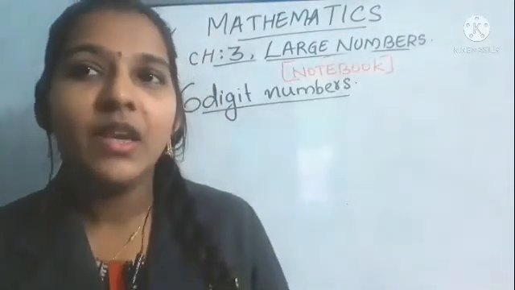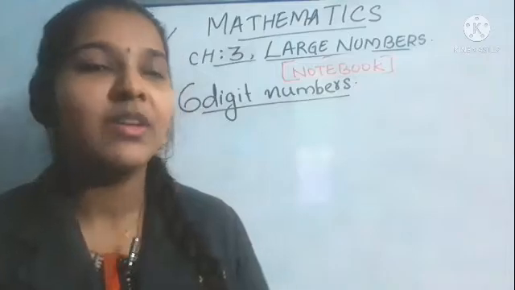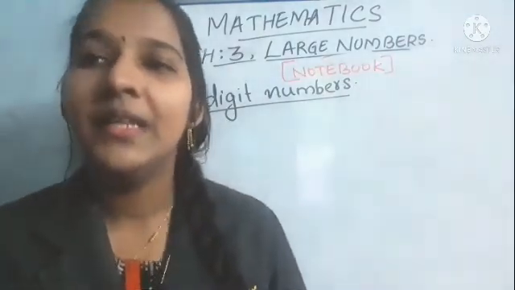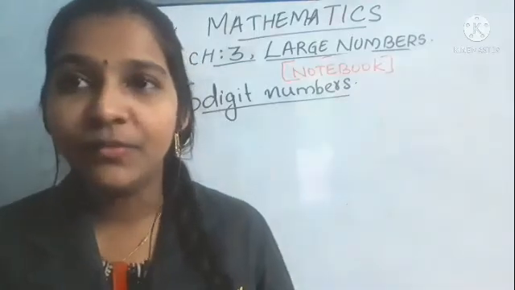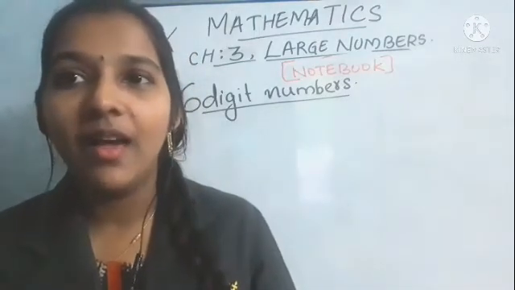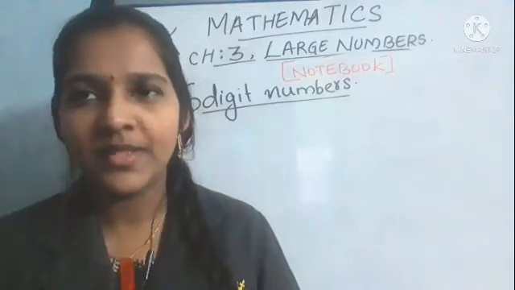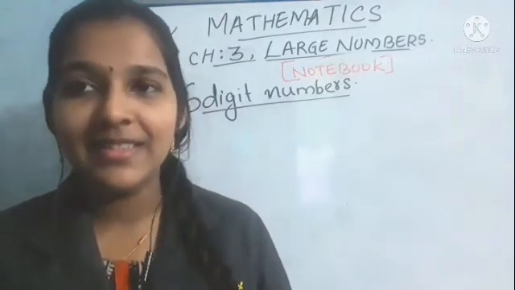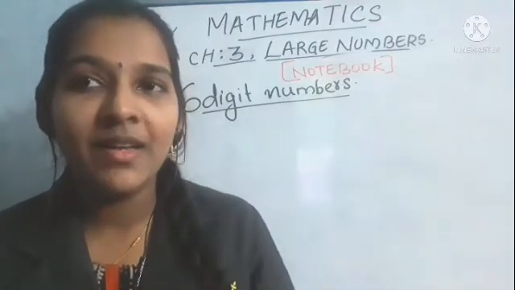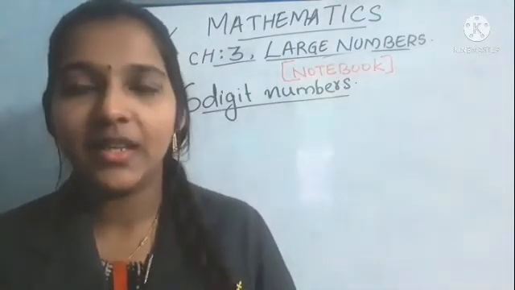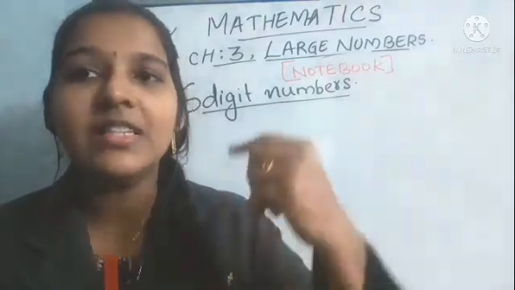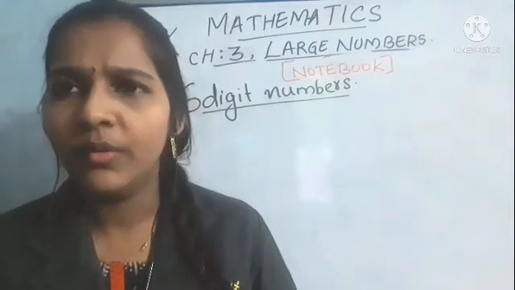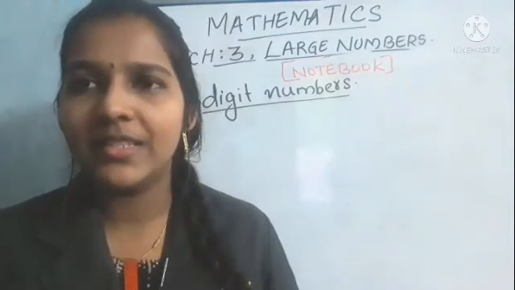Dear children, now we are going to study about 6-digit numbers. Children, we know about the largest 5-digit number, isn't it? Which is the largest 5-digit number? Yes, that is 99,999, isn't it? And if you are taking the successor of this largest 5-digit number, do you know what we will get? Okay, let's do that.